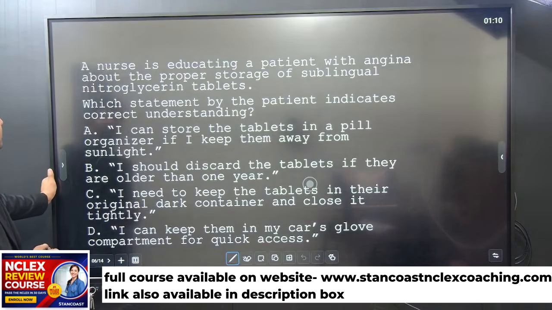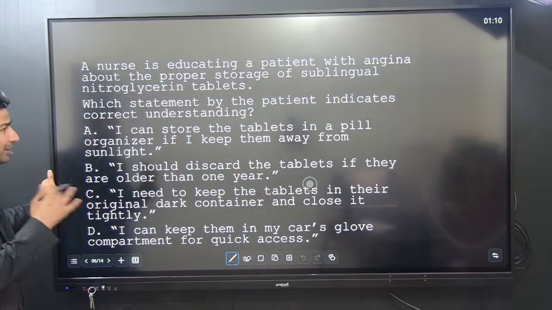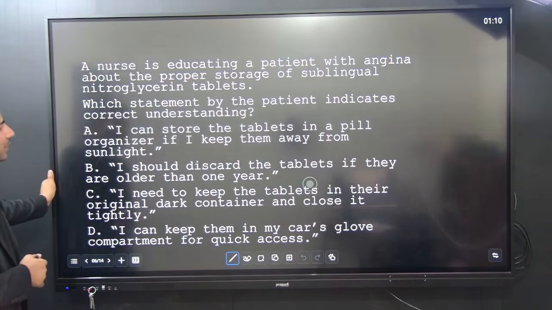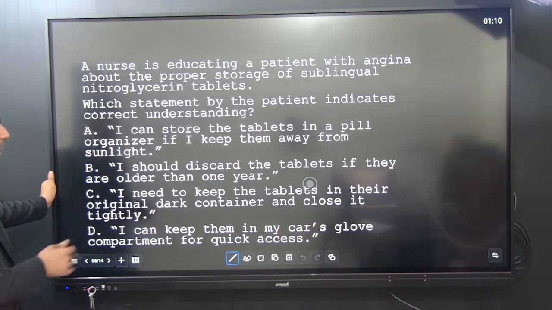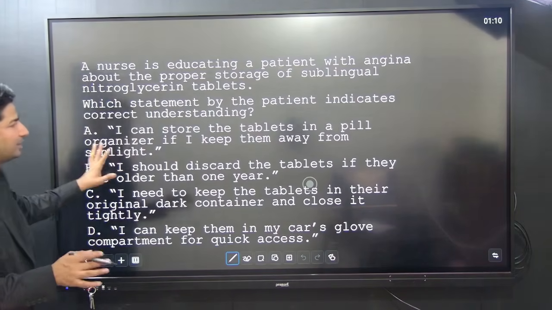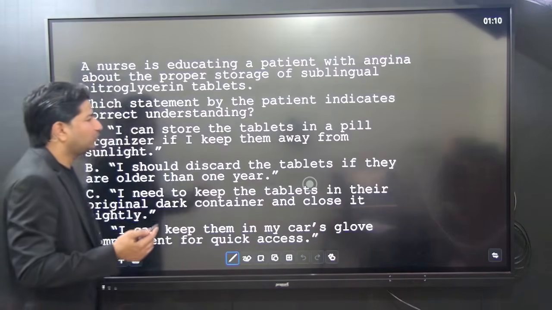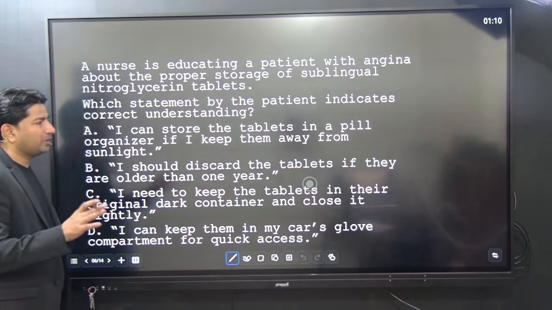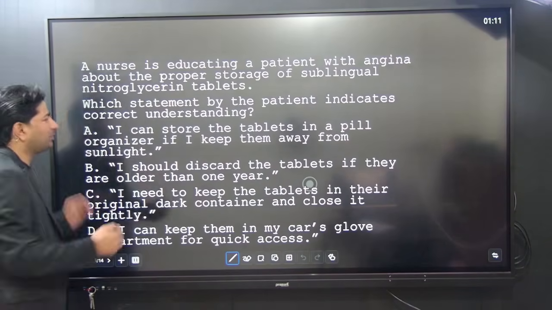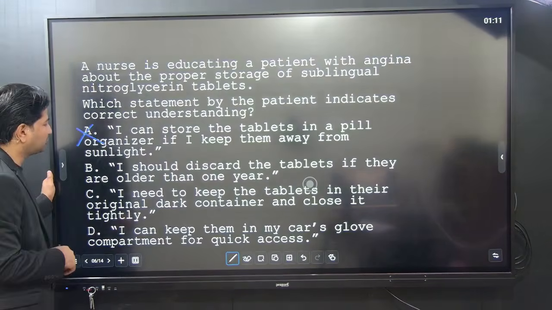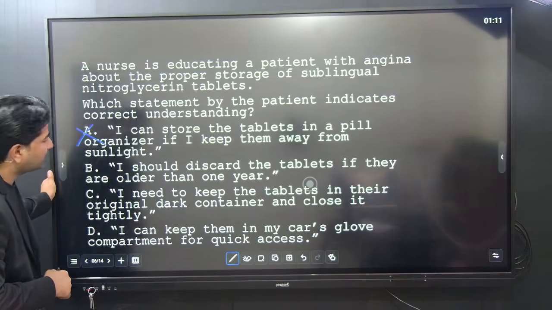A nurse is educating a patient with angina about the proper storage of sublingual nitroglycerin tablets. Which statement by the patient indicates correct understanding? This means we need to identify the correct statement. A, I can store the tablets in a pill organizer if I keep them away from sunlight. This means we shouldn't keep them in a pill organizer because a pill organizer isn't airtight. Because of that, the medication's effectiveness will decrease. So we don't store it in a pill organizer.